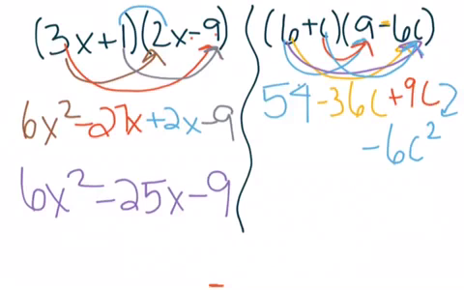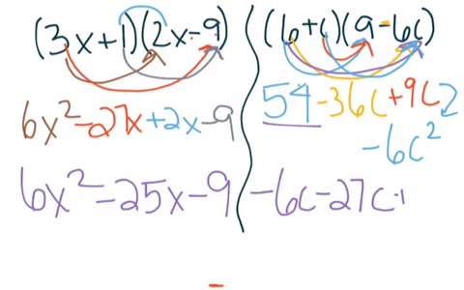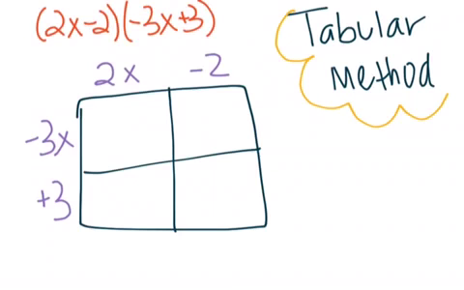Okay? Alright, now we're going to put it in standard form. So our largest degree first, which would be negative 6c squared. Okay, now a negative 36c and a positive 9c, so that is going to be negative 27c. And our last term here is a positive 54. Our first, outside, inside, last. FOIL. Okay.